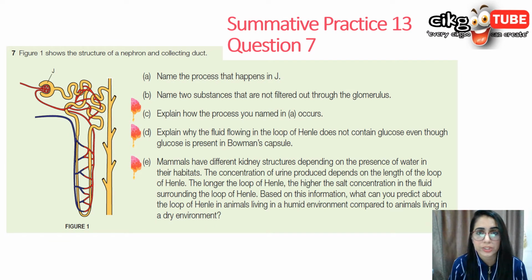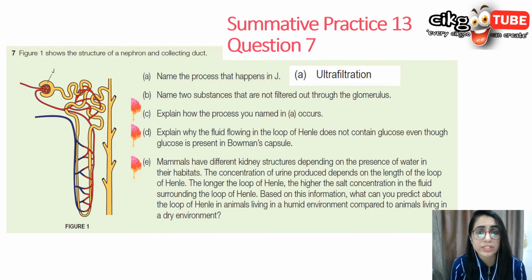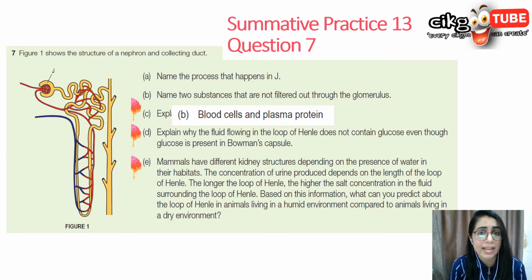There is a question on summative practice 13, question 7. Let's discuss this question. Figure 1 shows the structure of a nephron and a collecting duct. Name the process that happens in J. J is the Bowman's capsule, so ultrafiltration happens. Name two substances that are not filtered out through the glomerulus. We have blood cells and plasma protein.